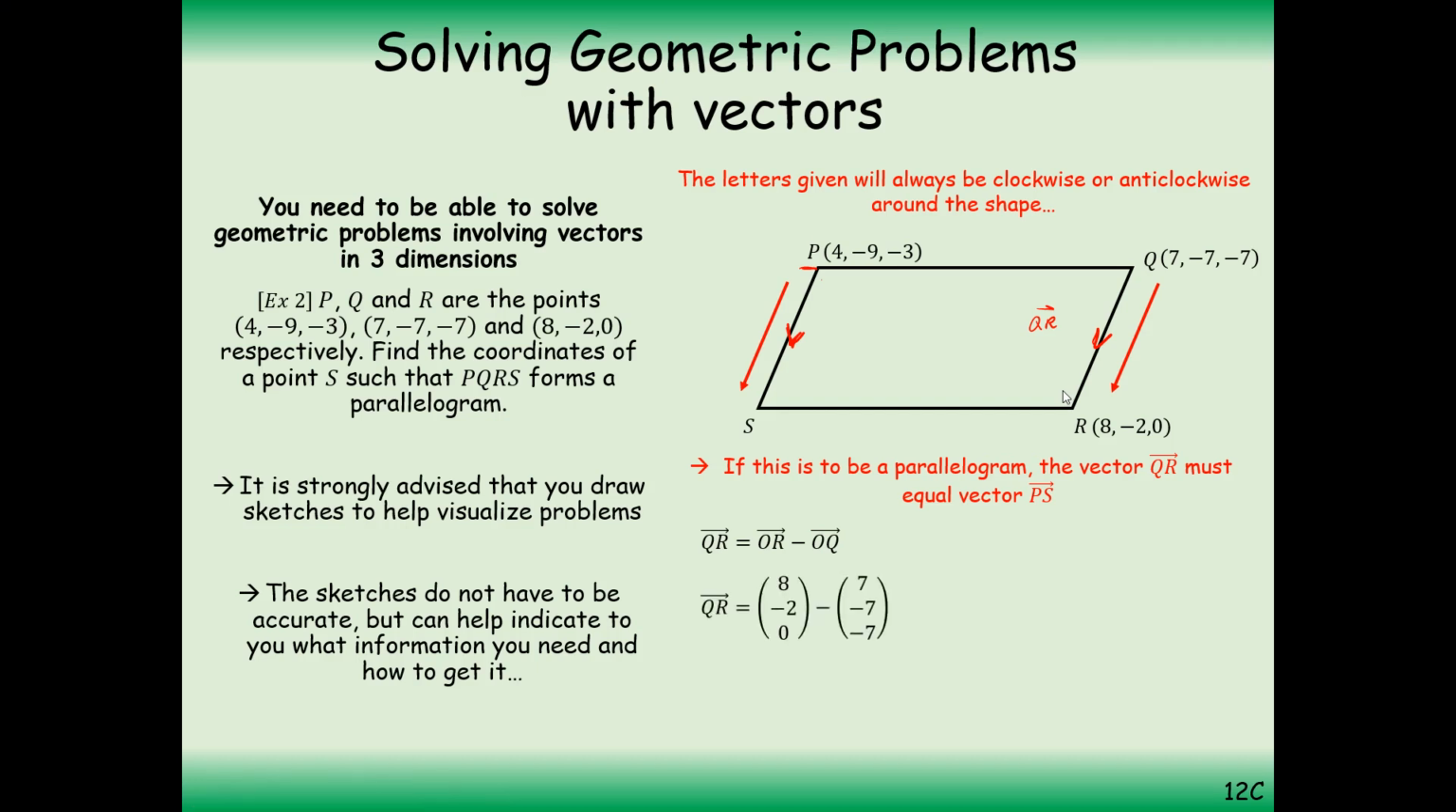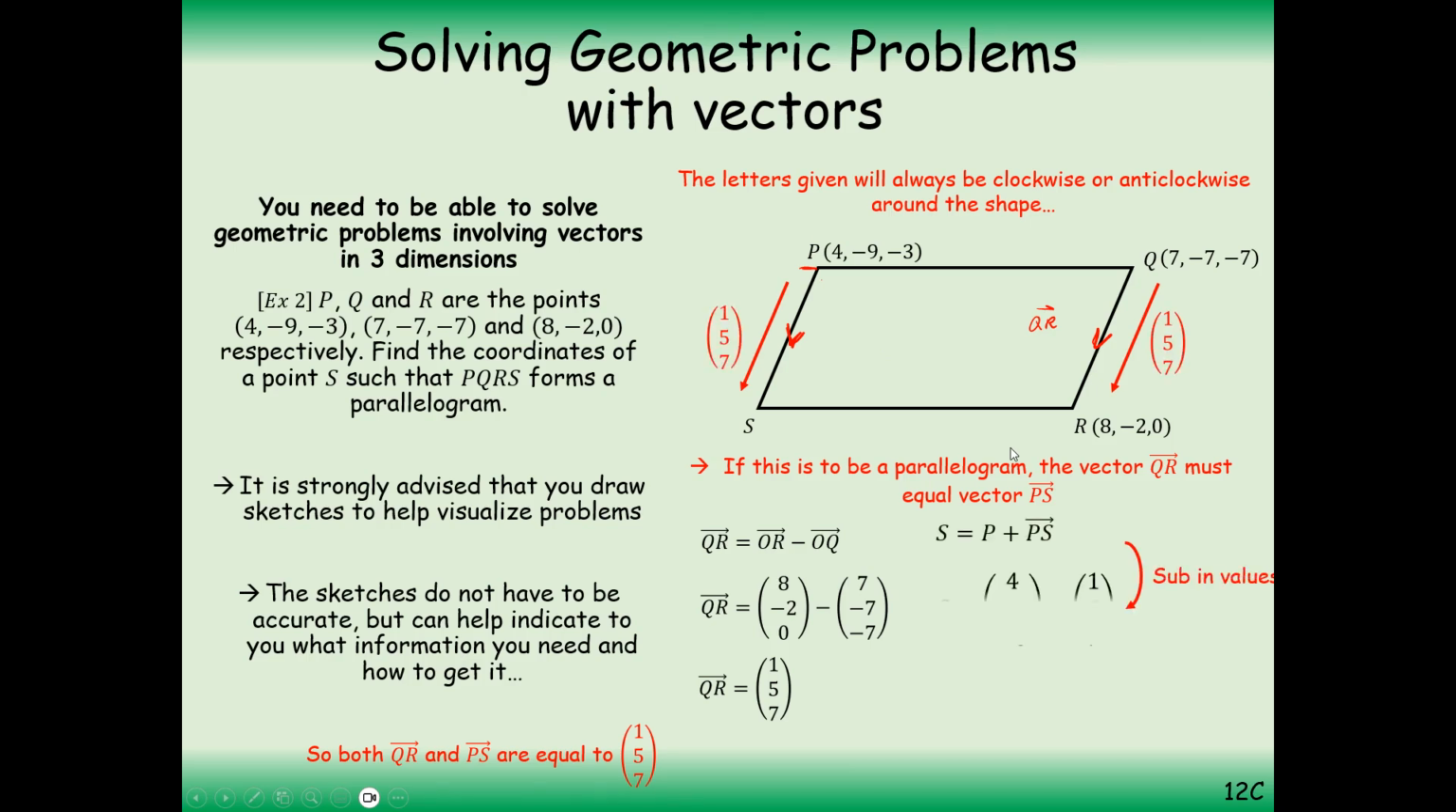So starting with OR and subtracting OQ, we end up with 1, 5, and 7. Then we are going to take position vector P, and adding QR to it should end up with the result that we need. We take position vector P, 4, -9, and -3, and add 1, 5, and 7 in that order to each other. The result is 5, -4, and 4.